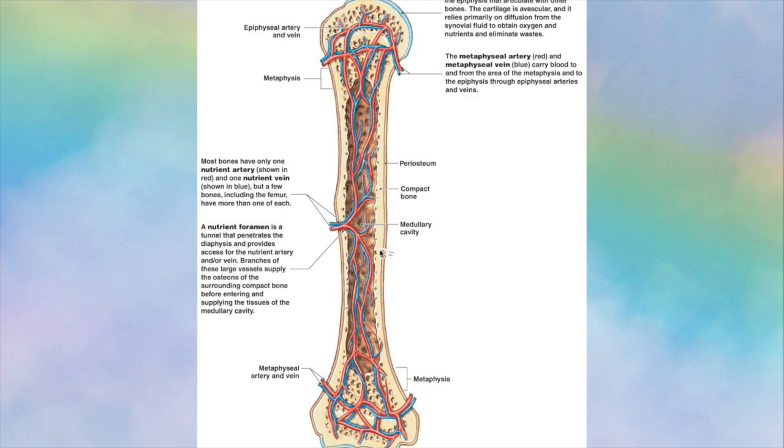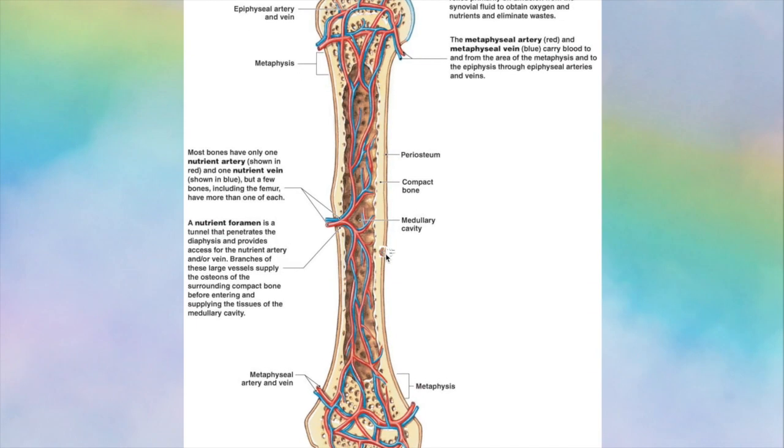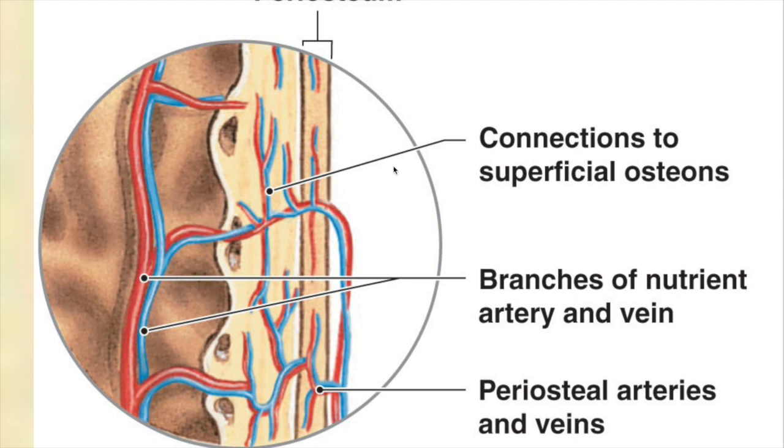And if we look closer at this membrane around the bone, you'll see it's a fibrous membrane called the periosteum. There's the periosteum. And it contains blood vessels, lymphatic vessels, and nerves.